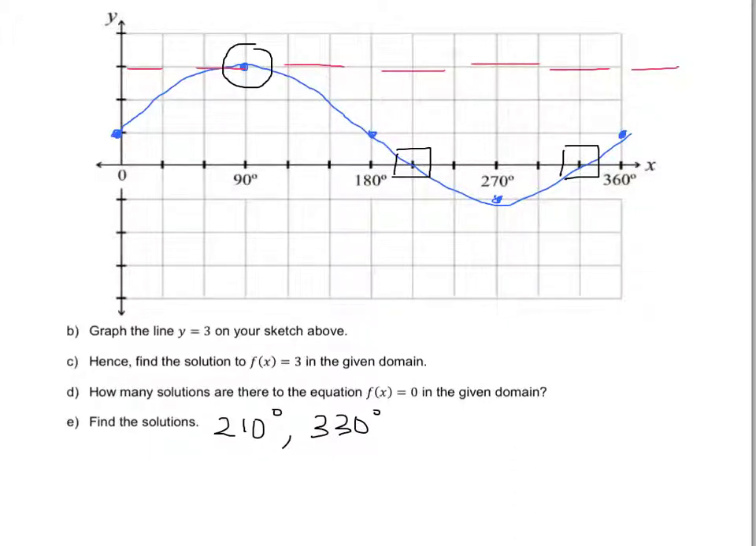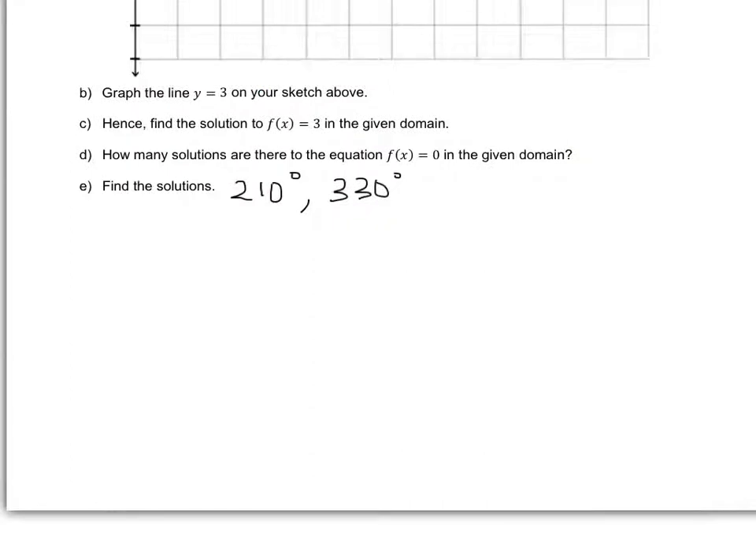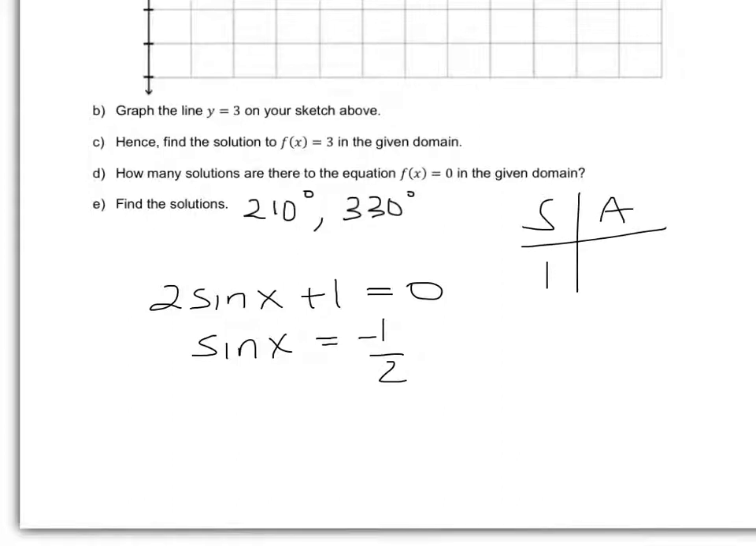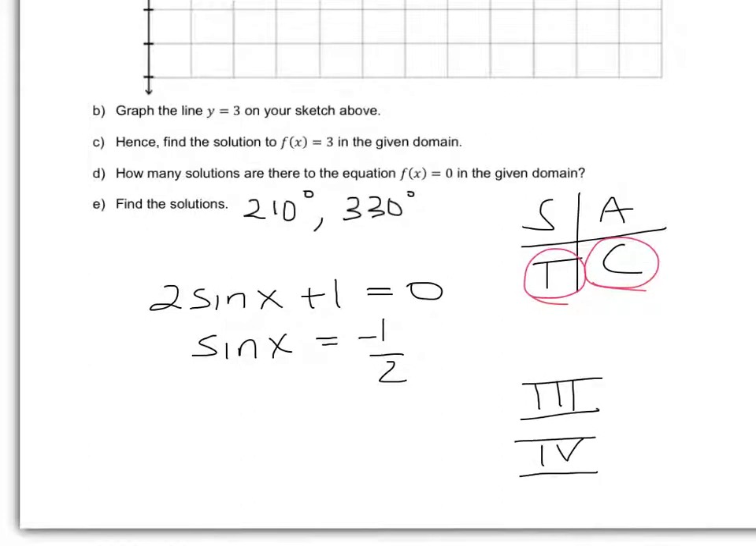Let's say your graph wasn't an awesome graph and you need to solve it algebraically and using the CAST rule. Well, let's try that now. Basically what we're saying is 2 sine x plus 1 is equal to 0. That means sine x is equal to negative a half. And you say to yourself, where is sine negative? Sine is negative here in quadrant 3 and here in quadrant 4. So I know I'm going to have an answer in 3 and an answer in 4.